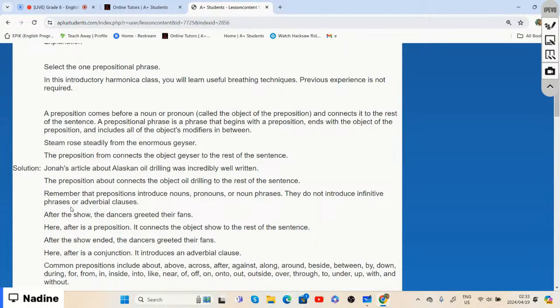So we said with a preposition, right? Prepositions, they come before a noun or before a pronoun. And that is called the object of the preposition. And it connects to the rest of the sentence. A prepositional phrase is a phrase that begins with a preposition and ends with the object of the preposition.